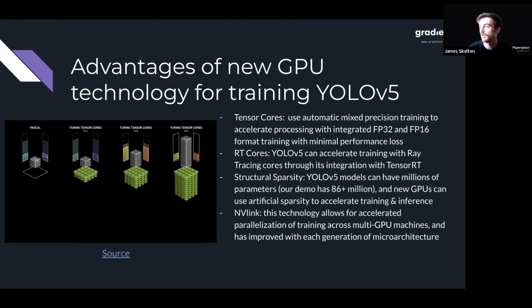YOLOv5 models can have millions of parameters. Our demo today, for example, has 86 plus million, and new GPUs can use artificial sparsity to accelerate training and inference across these. And finally, NVLink, which I mentioned also in the previous slide, is a technology for accelerated parallelization of training across multi-GPUs. This is improved with each generation of microarchitecture and is insanely useful when working on multi-GPU machines.